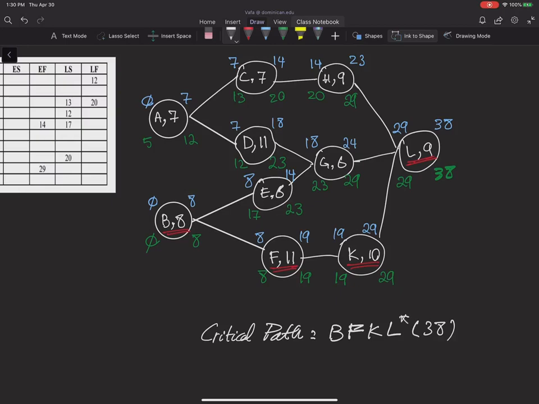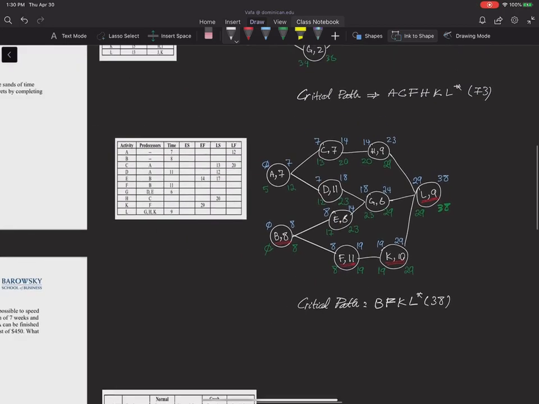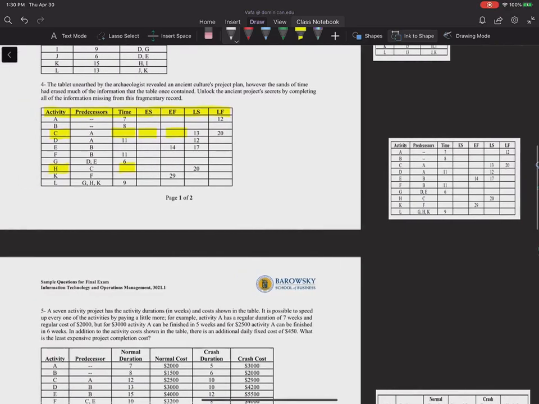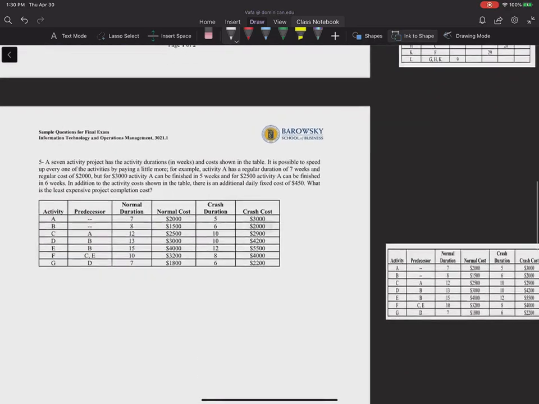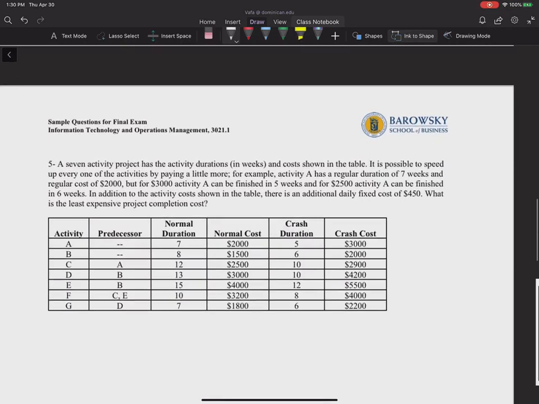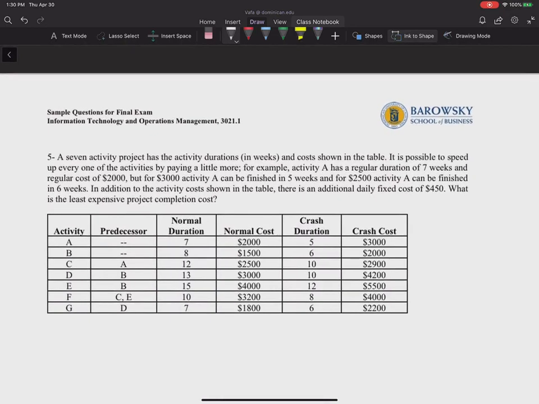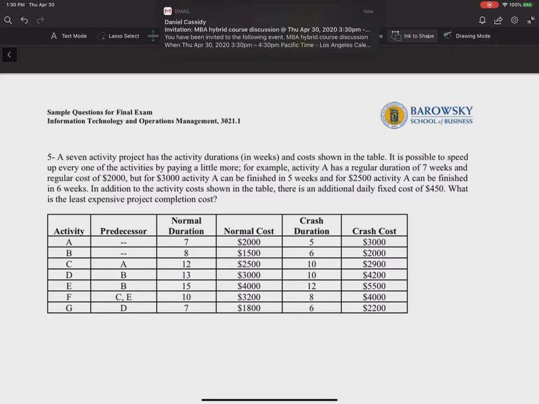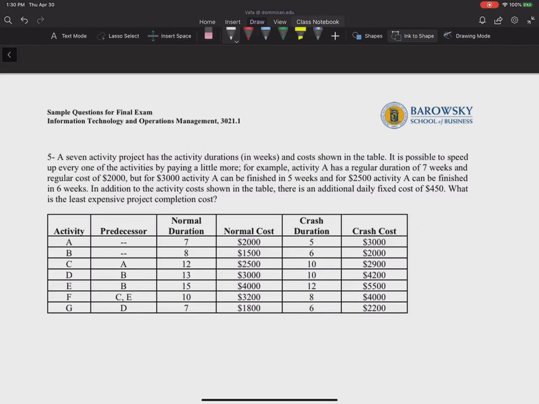path is 38. Okay. Now, last but not least, let's take a look at question number 5, which is a crashing problem. This problem says that a 7-activity project has the activity durations in weeks and costs shown in the table. It is possible to speed up every one of the activities by paying a little more. For example, activity A has a regular duration of 7 weeks and a regular cost of 2,000.